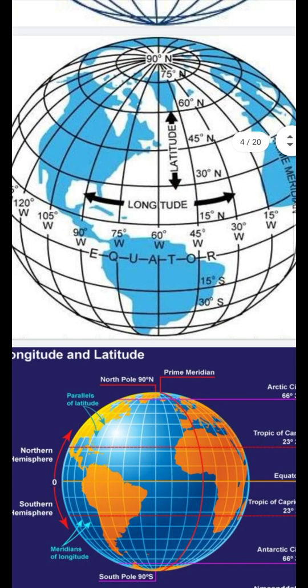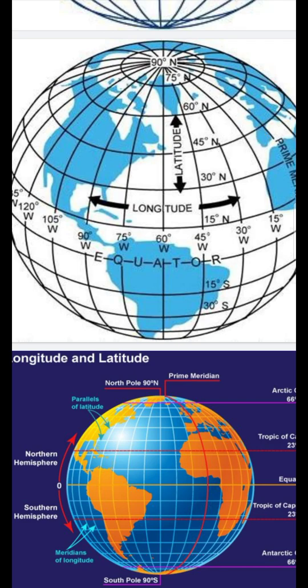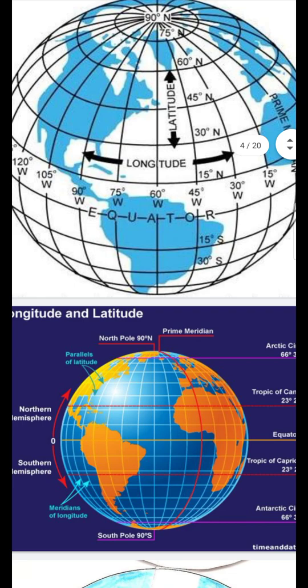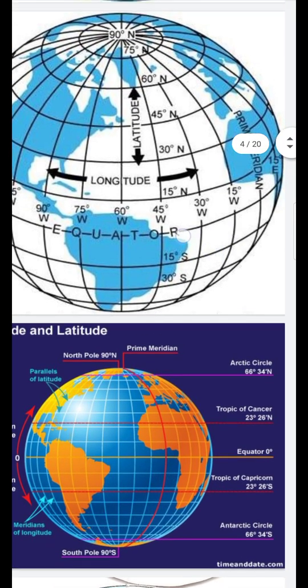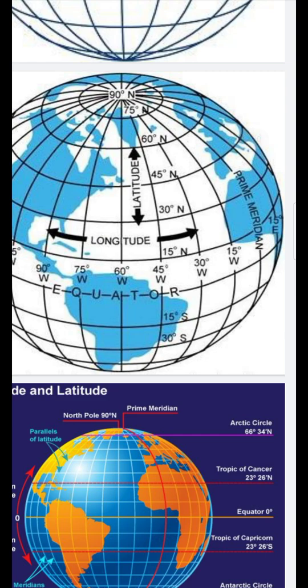So here are some images of longitude and latitude which are divided into degrees: 90 degree, 70 degree, 60 degree, 45 degree, and the lines which lie on the earth's surface are the longitude and latitude lines. This line is known as the equator, and the prime meridian lies between east and west, from north to south hemisphere.